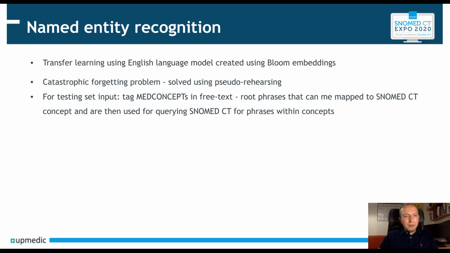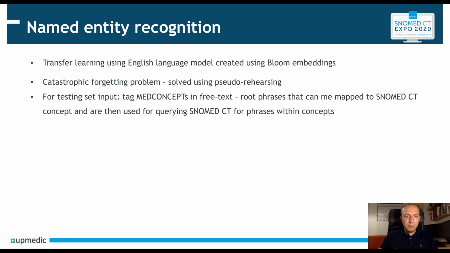What we observed was that when we tried to extend the existing model with another type of entity, this med concept, we saw that it started to forget what it already knew. There were some other types of entities like numbers, like names and surnames. And when we trained our model, the existing model that we used with transfer learning started to forget. And we fixed this with a solution called pseudo rehearsing.